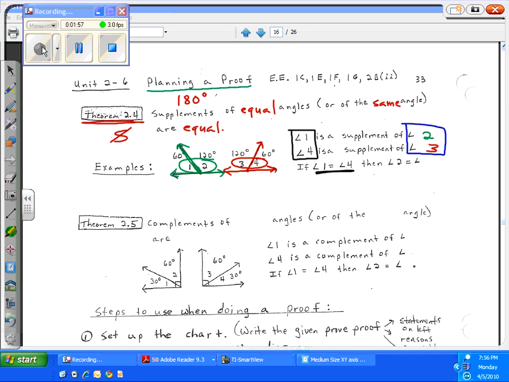If we knew that angle 1 was equal to angle 4, then we could reach the conclusion that angle 2 was equal to angle 3, because supplements of equal angles are equal. Supplements of equal angles or of the same angle are equal. Likewise, we could say that complements of equal angles or of the same angle are equal.